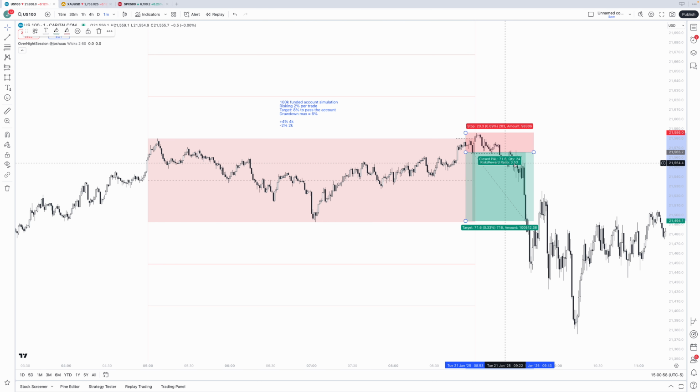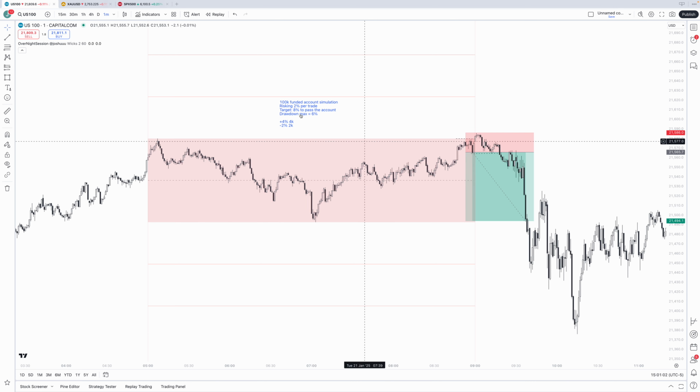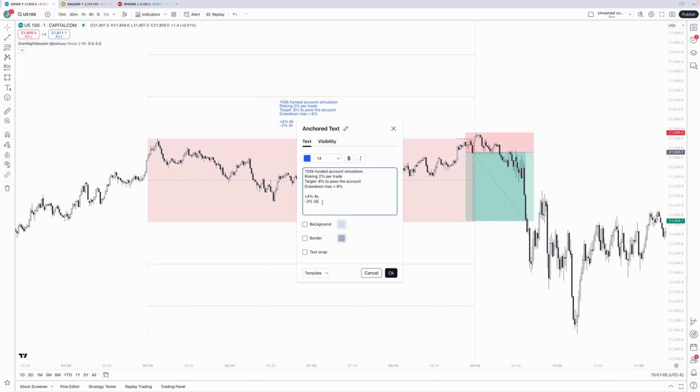3.5 RR. So if you're risking 2%, you just made 7%, right? So that's a plus 7% or 7K. Now, 4 minus 2 is 2 plus 7 is 9. So that's 9%. Okay, so we just passed the account already. Cool. See how easy that was? That's a generic strategy. It's easy enough. There's the past funded account.